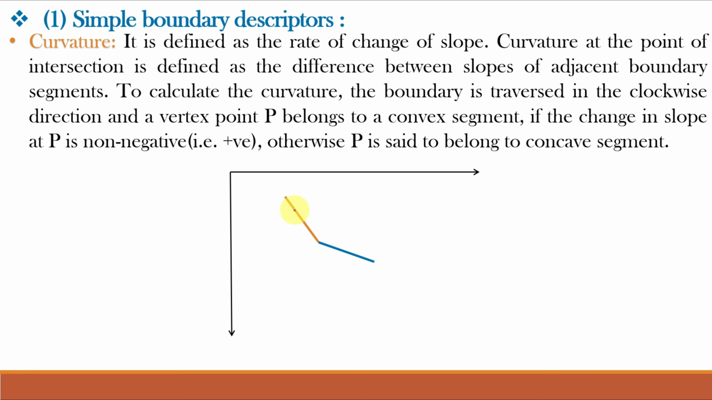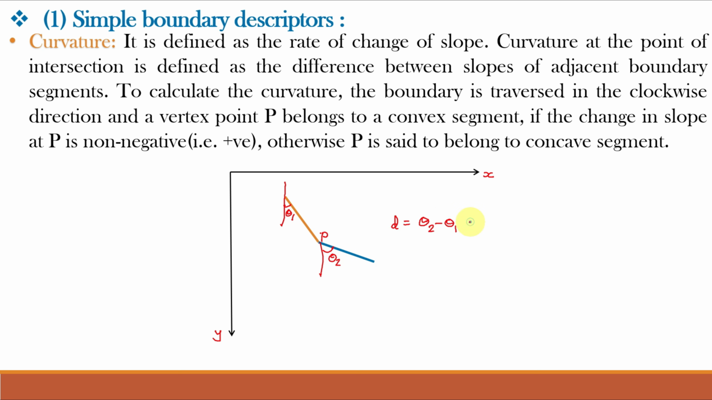So here there are two boundary segments, this one, and this is our vertex point P. To calculate the curvature, the boundary is traversed in the clockwise direction and P belongs to a convex segment if the change in slope at P is non-negative, that is positive, otherwise P is said to belong to a concave segment. So this is our x-axis, this is y-axis. For this segment, the slope is say theta 1, and for this segment, the slope is say theta 2. Then the difference d is equal to theta 2 minus theta 1.